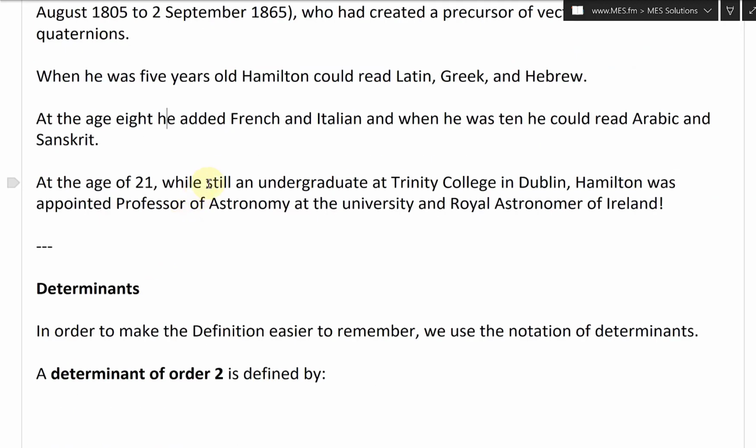At the age of 21, while still an undergraduate at Trinity College in Dublin, Ireland, Hamilton was appointed professor of astronomy at the University and Royal Astronomer of Ireland. Epic stuff here.